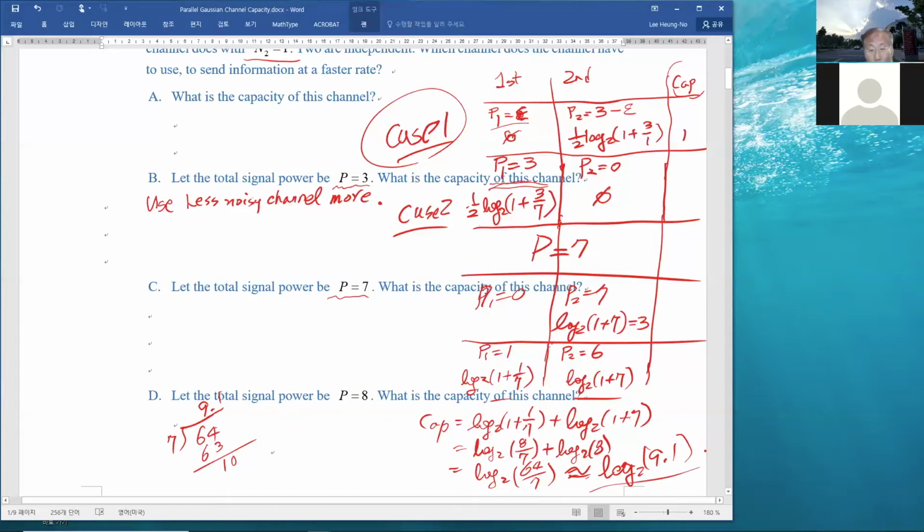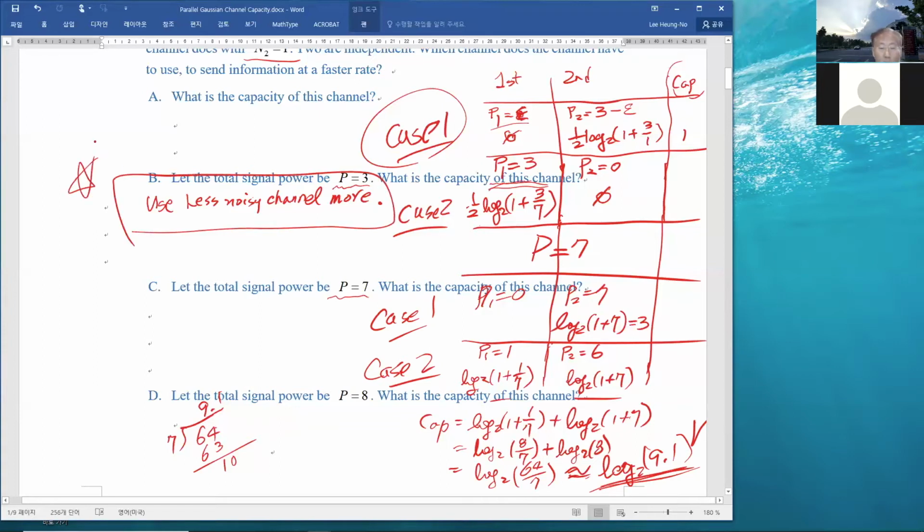Okay, so in this case, which one is bigger? The capacity solution, let's say case 1, allocating all the power to the better channel, compared with case 2, where you have some power given to the noisy channel. Which one is bigger? Obviously, this power allocation achieves a better capacity. So this intuition is making sense, but it depends on what power level is given as a power budget. In this particular case, we could achieve better capacity by giving some power to the noisy channel as well.